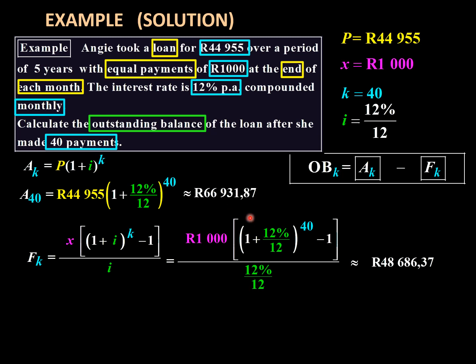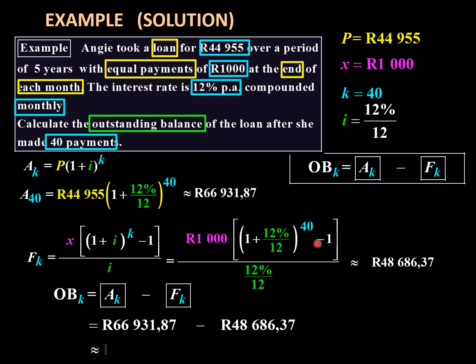Now the balance would be the difference. Notice that this should always be more than that. So the difference between those two amounts, that is my outstanding balance. The outstanding balance here comes out to 18,245 Rand and 50 cents. Okay, so you're best to do it separately. There is another way to do it, but I prefer this, as it clearly illustrates the concept of the outstanding balance.